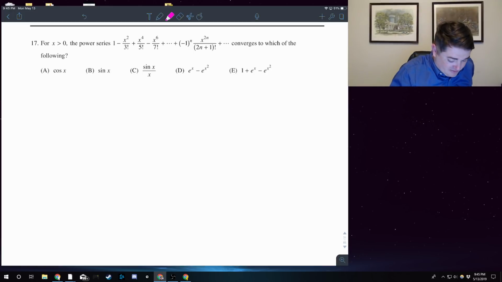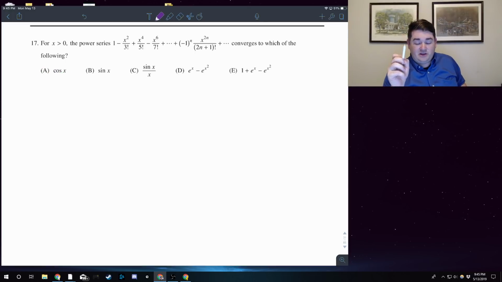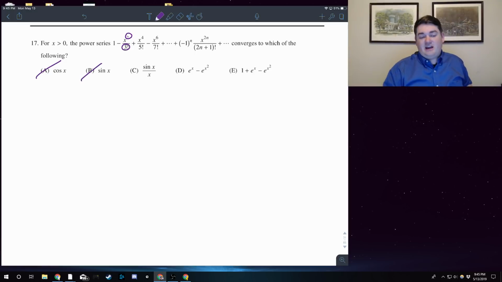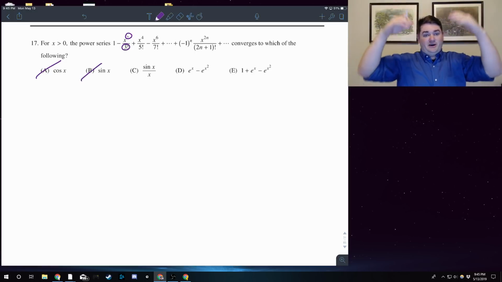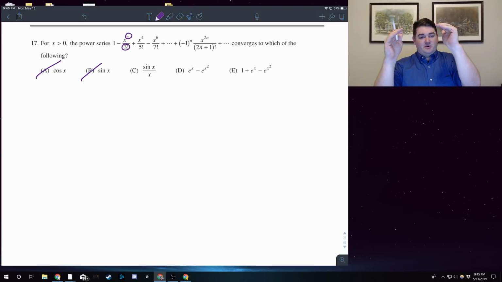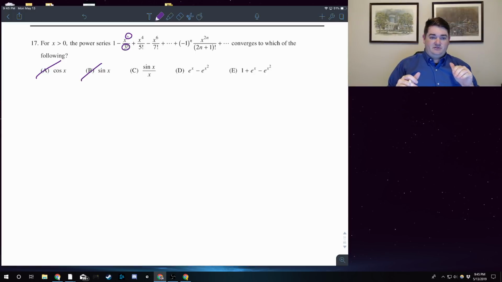Let's start with the easy ones. Is this cosine x? Cosine x is alternating, has even powers of x, even factorials. This has even powers of x, odd factorials. So it's not cosine. It's not sine by the same logic, because sine has odd powers, odd factorials. Is it sine x over x? Sine x over x would be even powers, odd factorials, and alternating. Oh my gosh, it is.